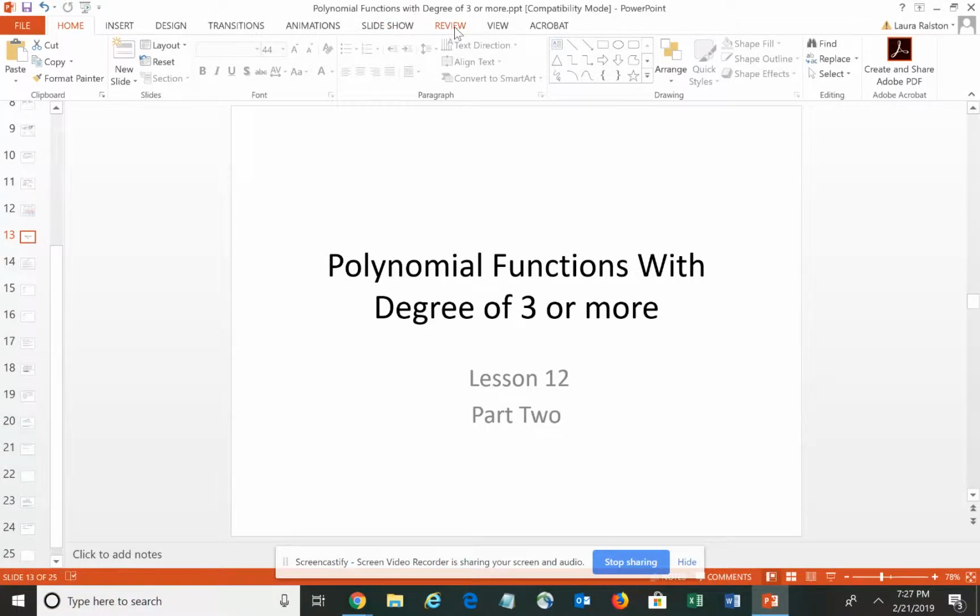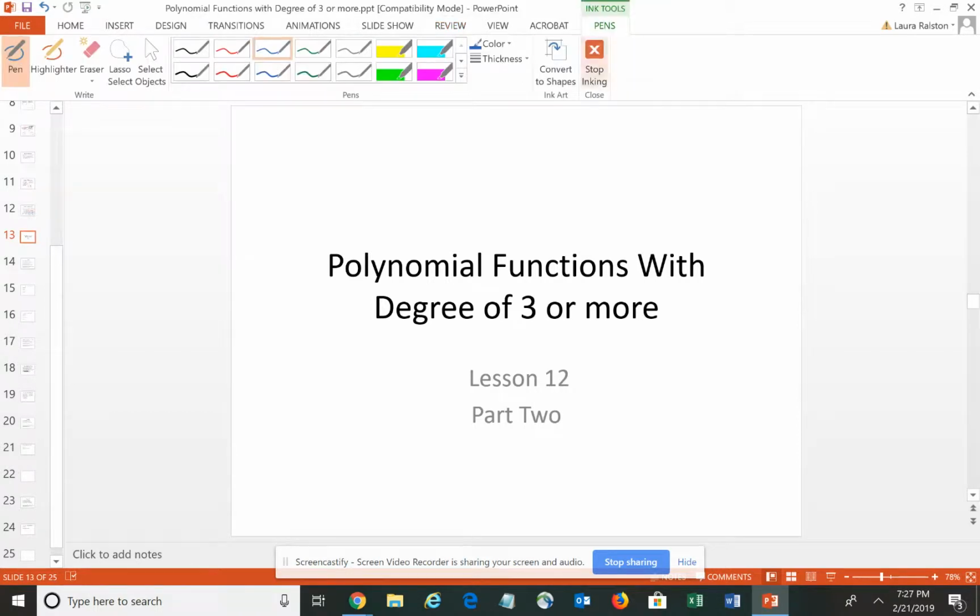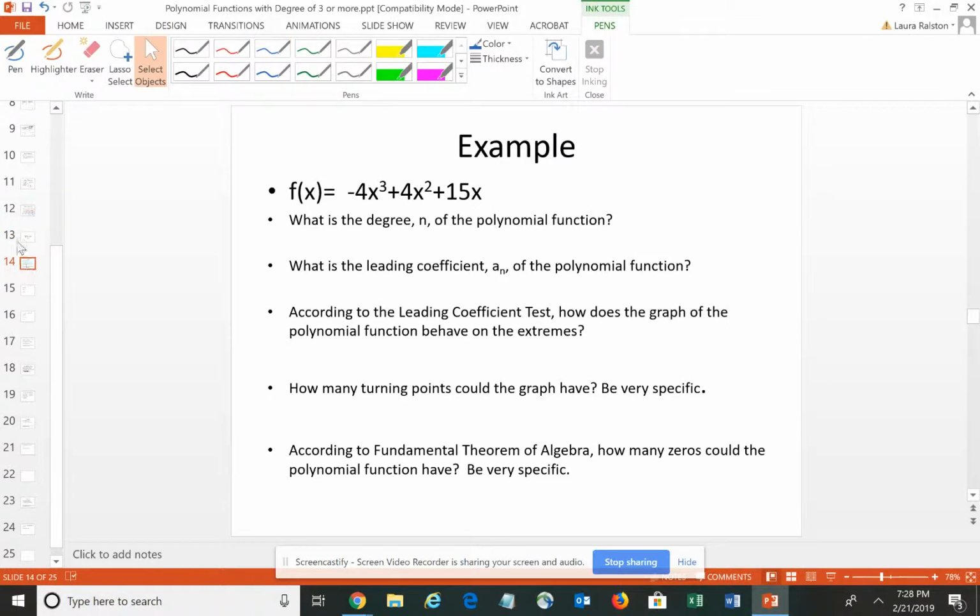This is a continuation of our discussion of the polynomial functions with a degree of 3 or more. And I want us to actually look at some examples of how to use all that information that we just discussed. So we're going to jump right in. Okay, so here's our example.